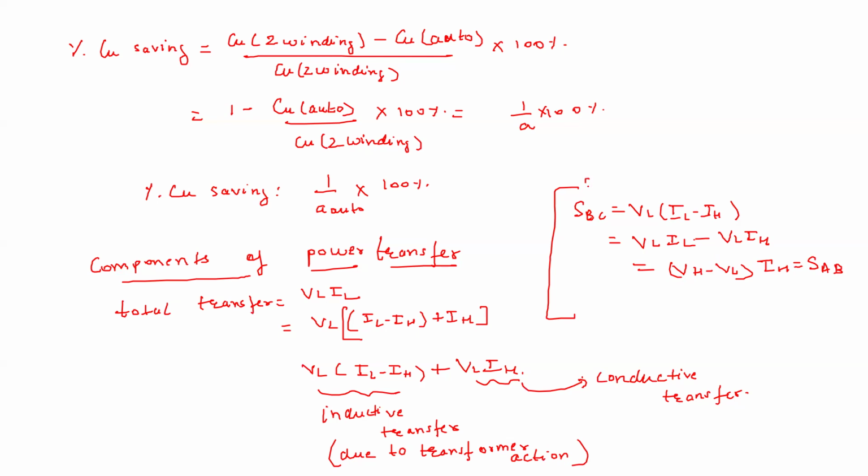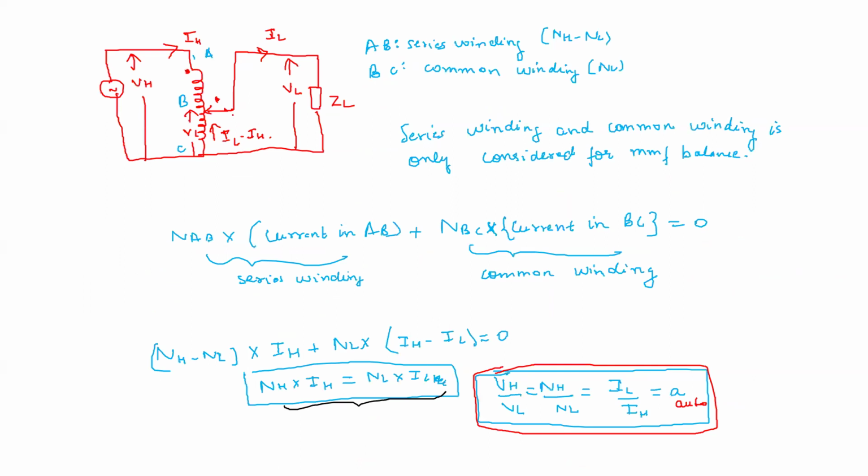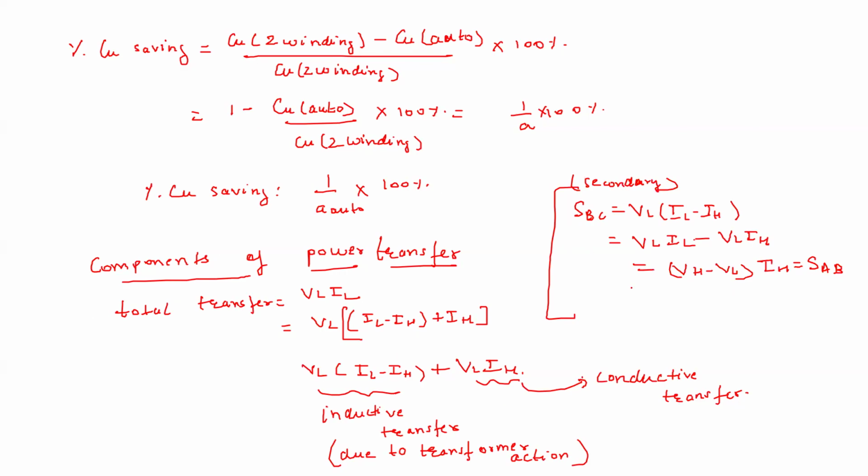So you can see this is the secondary VA rating, right? In this auto transformer, you have the secondary across the common winding and the primary across AB. This is how the VA rating is written. For the primary VA rating you take AB, and for the secondary VA rating you take across BC. If you do that, this is how you will get the VA ratings. That is something I also wanted to discuss.